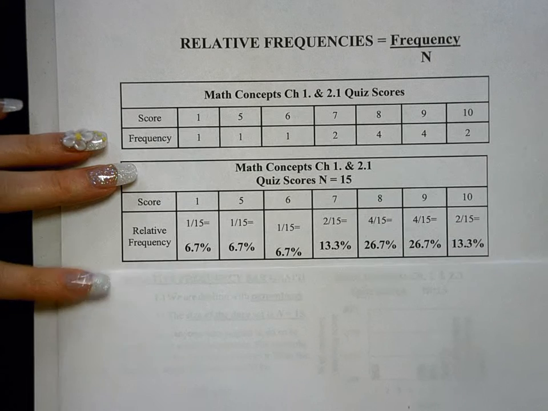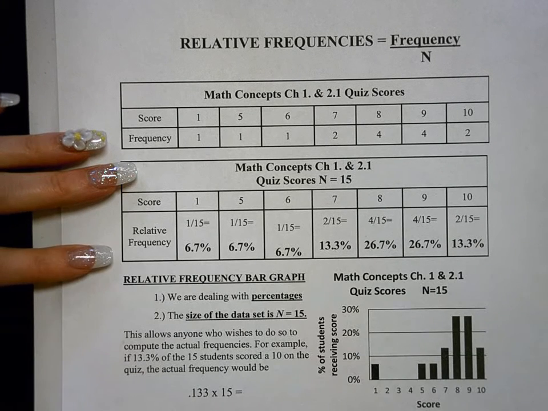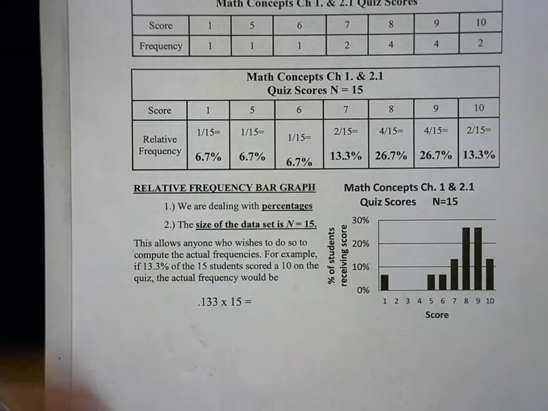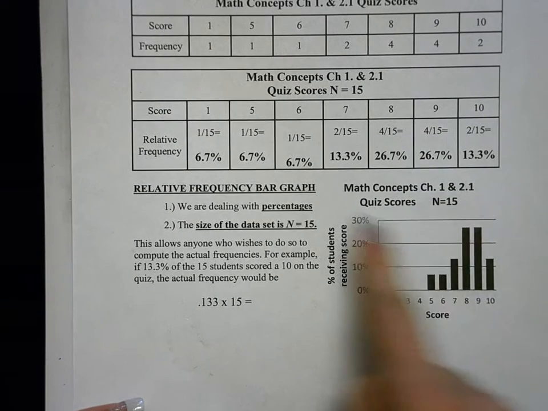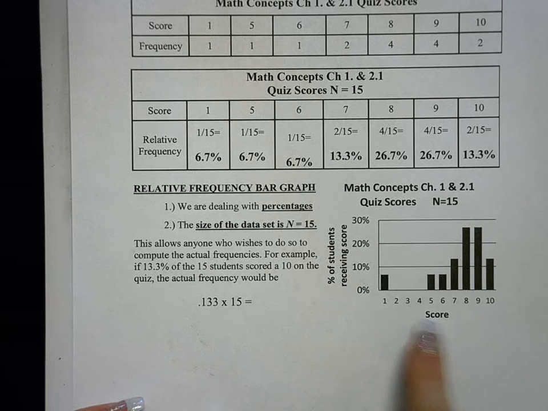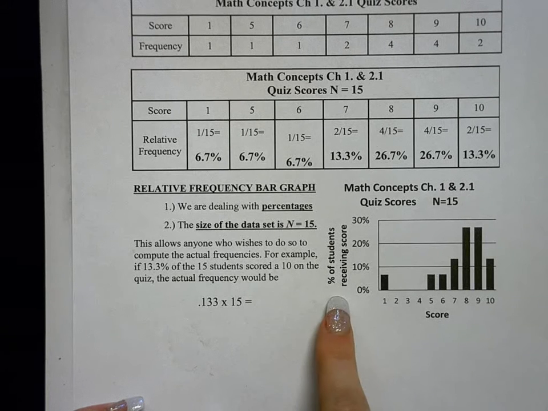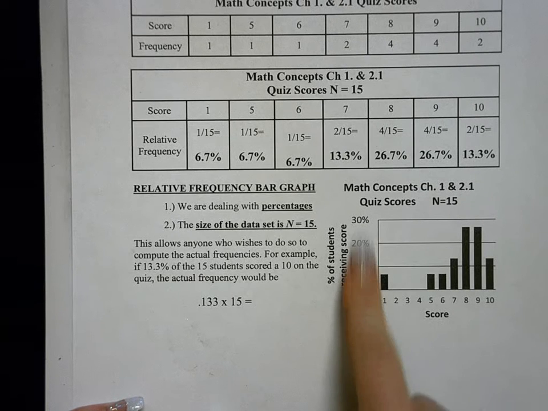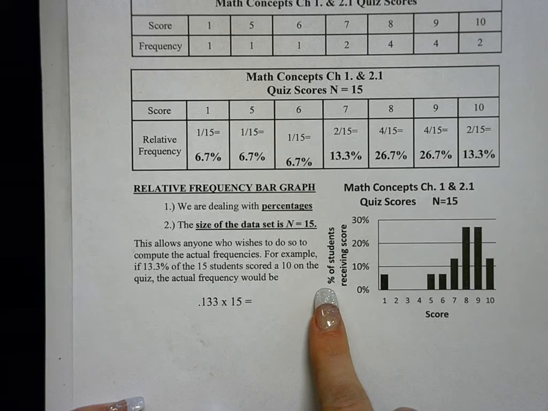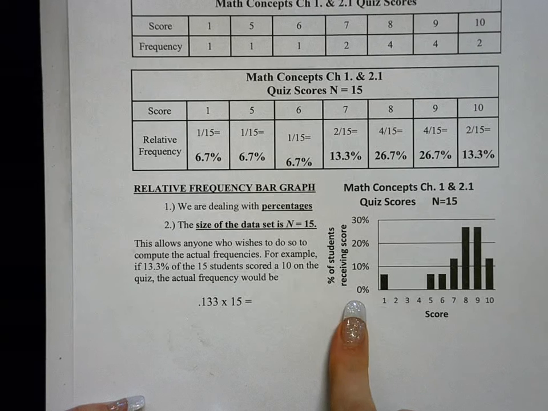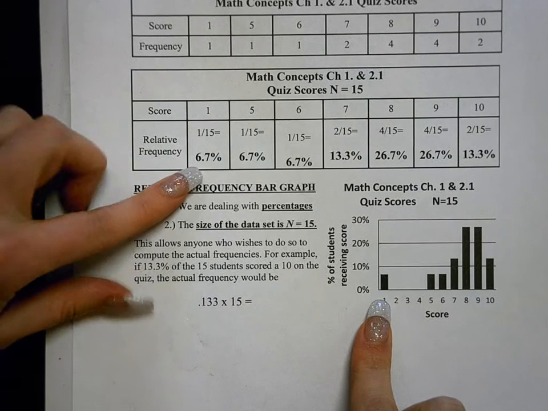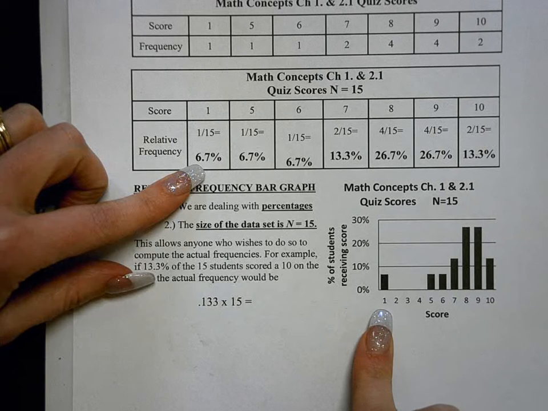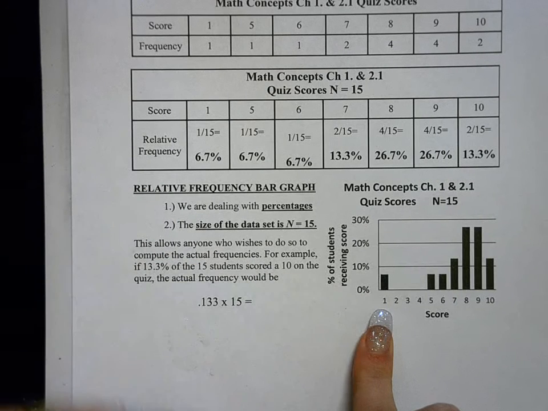Now once you have a relative frequency table, you can make a relative frequency bar graph. In a relative frequency bar graph, you have a title, you have your axes labeled, the scores are listed on the x-axis, and on the y-axis we have all the percentages. So this is the percentage of students receiving a score, and you see here the relative frequency for a score of 1 is approximately 6.7%.